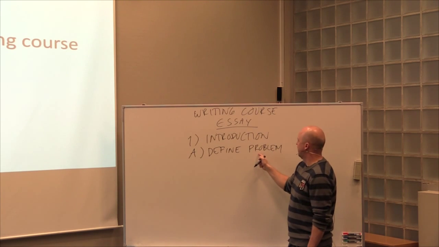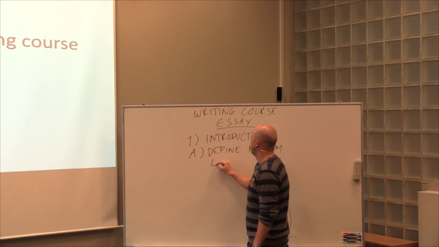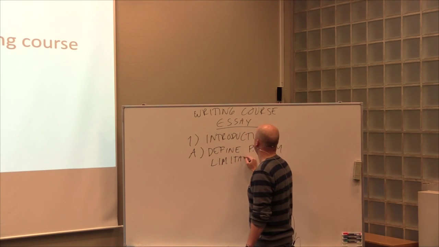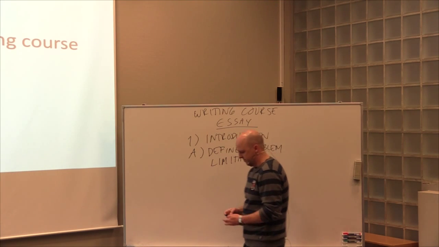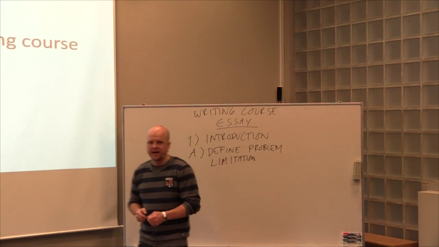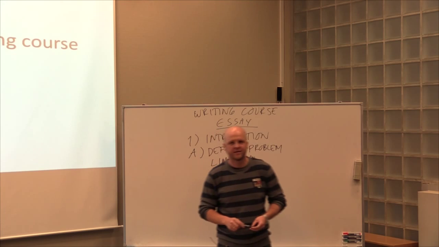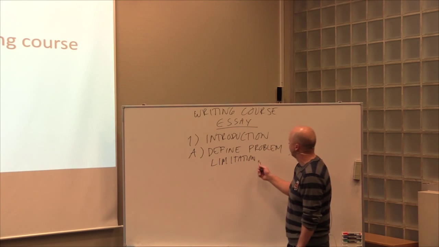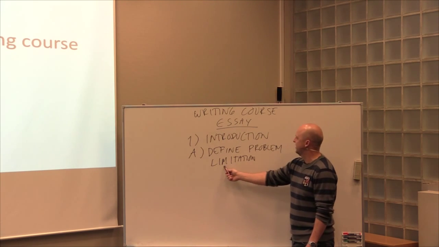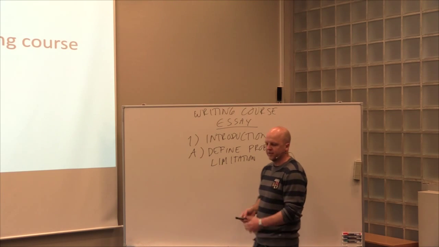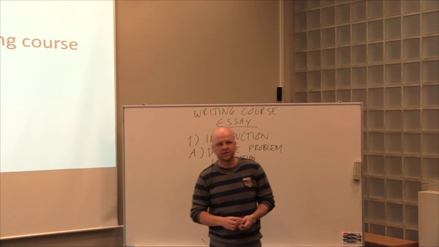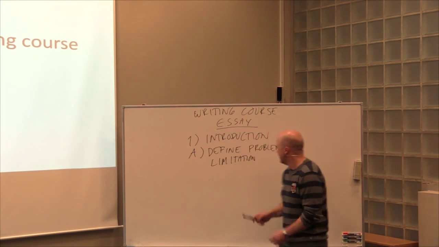An important part of defining the problem is limitation. Because there's so much to write about any question, and usually you have word limits. You have to write no more than 4,000 words, for example. And then you need to say a bit also about what you have chosen to write about and what you have chosen to leave out.